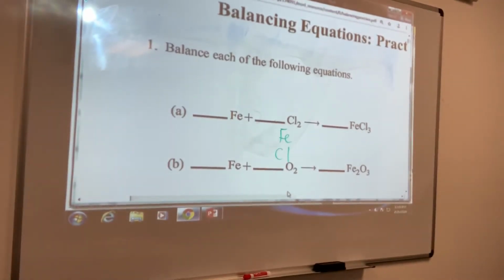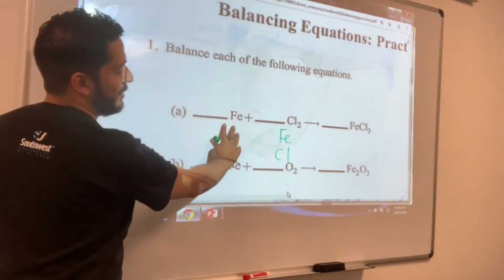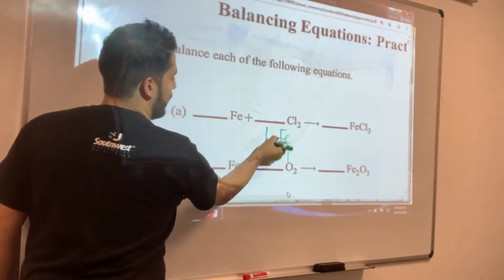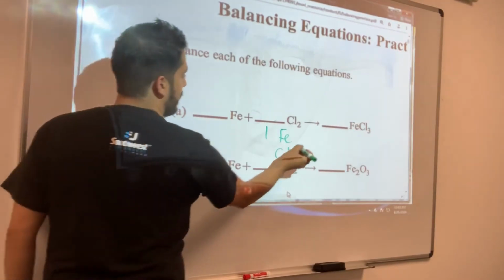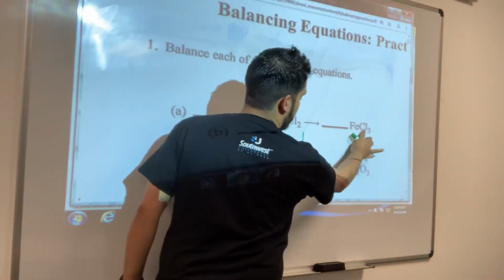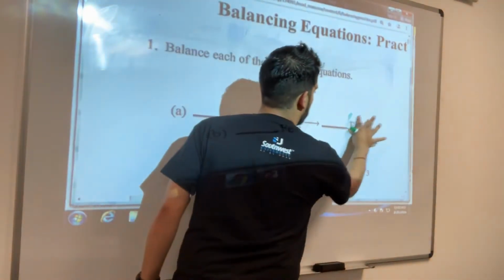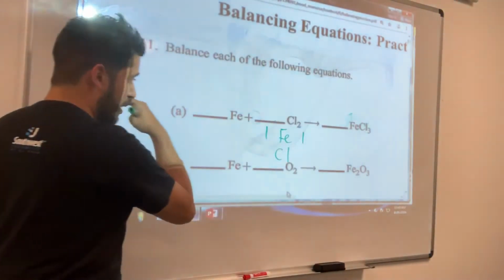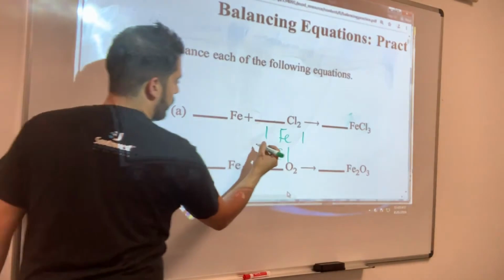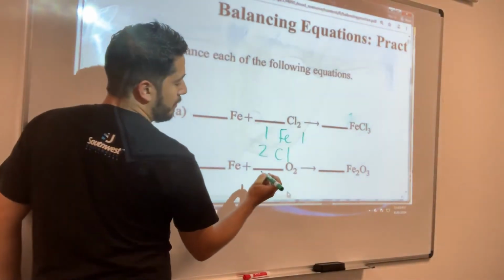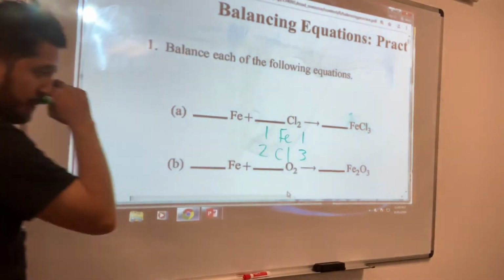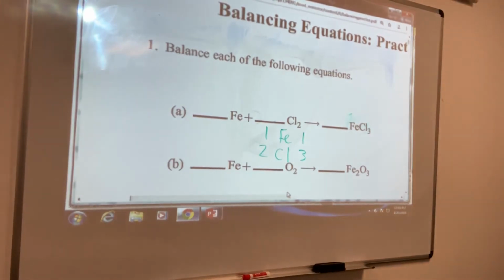There's a reason why I didn't want to balance iron first, right? How many irons do I have on the left? 1, and on the right? There's 1, right? That 3 only applies to the chlorine. If it was like this, then it applies to the iron also. Okay. How many chlorines do I have on the left side? 2, and on the right side? 3. That's why I didn't want to start with iron, because that's already balanced, so I have to move to chlorine anyway. Right?